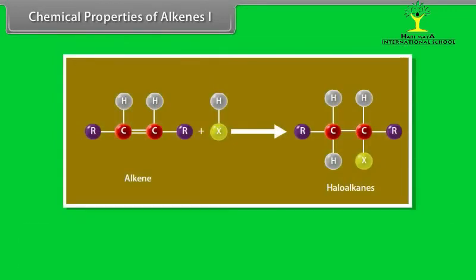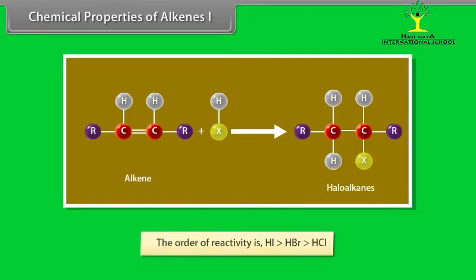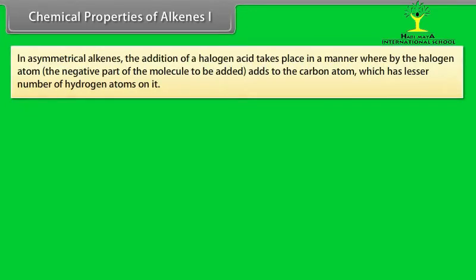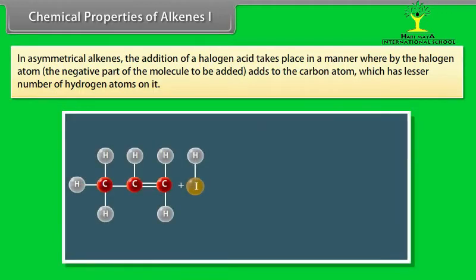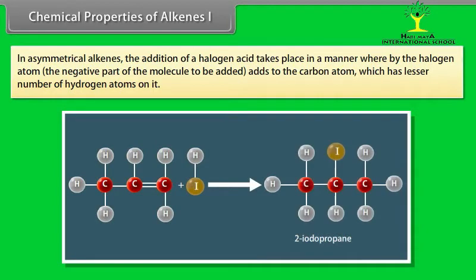Addition of halogen acids. Alkenes with concentrated aqueous solution of halogen acids give haloalkanes. The order of reactivity is HI greater than HBr greater than HCl. In asymmetrical alkenes, the addition of a halogen acid takes place in a manner whereby the halogen atom, the negative part of the molecule to be added, adds to the carbon atom which has a lesser number of hydrogen atoms on it. For example, in the case of propene, the product obtained is 2-iodopropane and not 1-iodopropane. This rule of addition of halogen acids to an asymmetrical alkene is known as Markovnikov's rule.